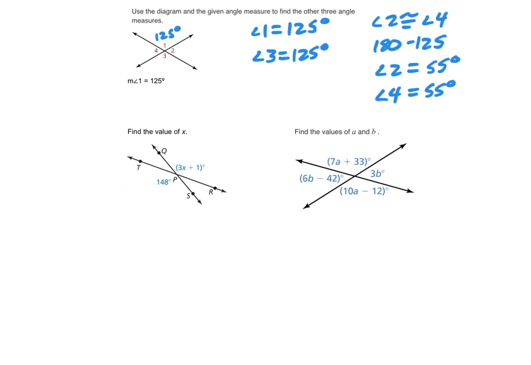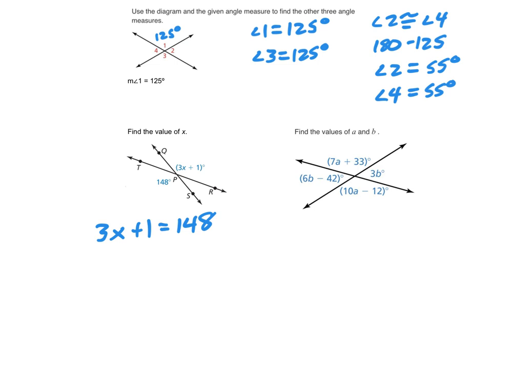Hey, in this picture down here, these two angles are directly across from each other. So these two are vertical, right? If they're vertical, what are they also? Congruent. They're equal. So 3x plus 1 equals 148. And what this one's asking us to do is find the value of x.